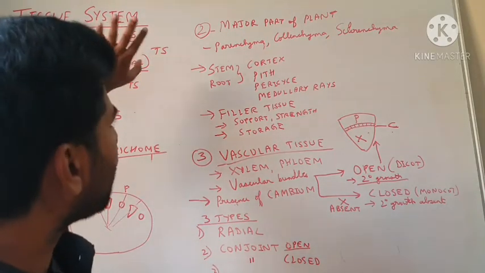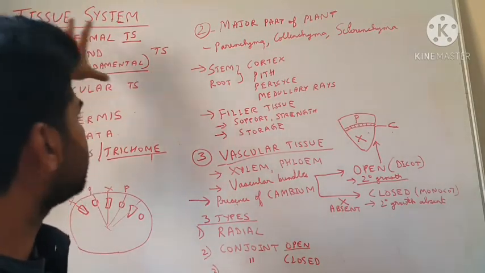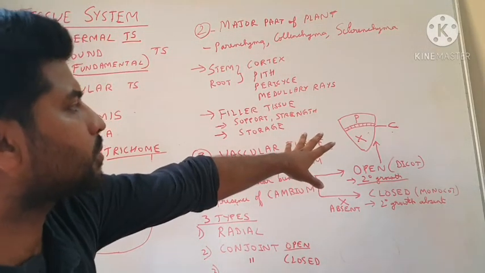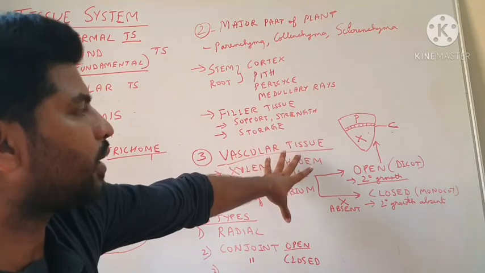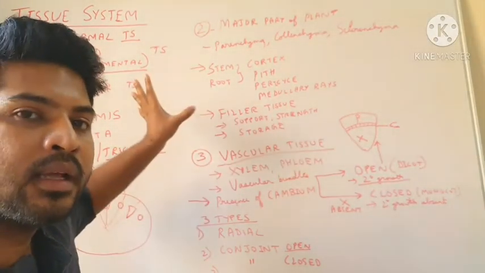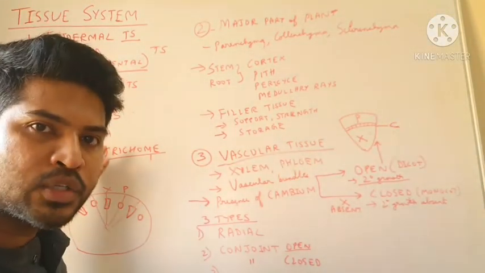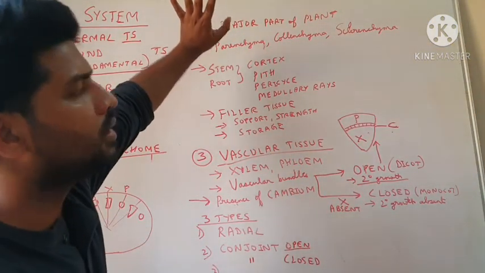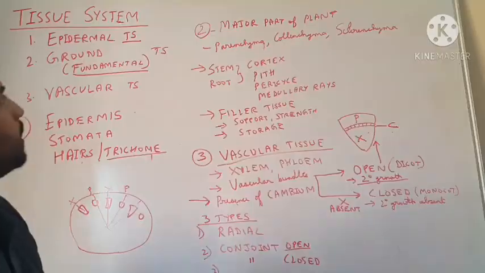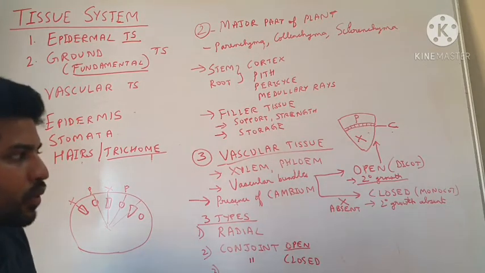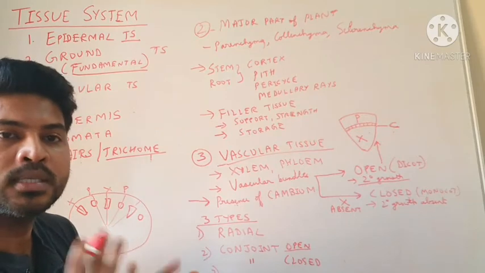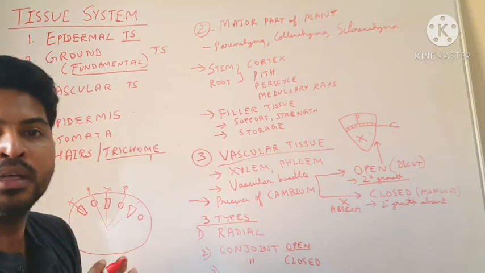So the outermost covering of plants is made up of the epidermal tissue system. In the innermost parts we have the vascular tissue system. Everything other than the epidermal tissue system and the vascular tissue system is the ground tissue system. These are the different types of tissue systems that we see in plant roots, stem as well as in the leaves.